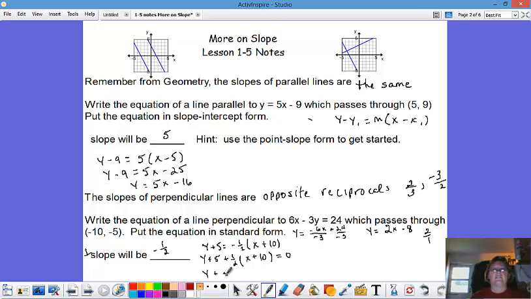y plus 5 plus 1/2 x plus 5 equals 0. We're getting there. 3 criteria for general form. All the terms on one side of the equal sign, no fractional coefficients, and the x term must be positive. Well, we've got positive x, we've got everything on one side, but we've got to get rid of that fractional coefficient. But let's collect like terms first. And I'm going to put them in the standard order.